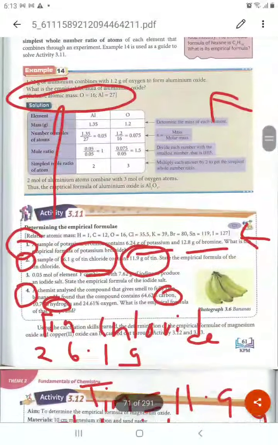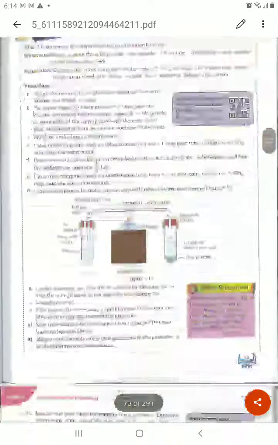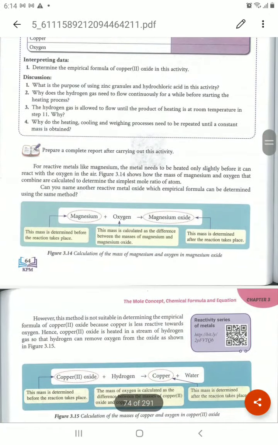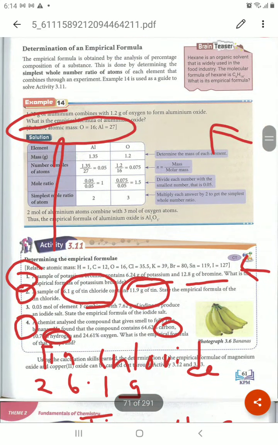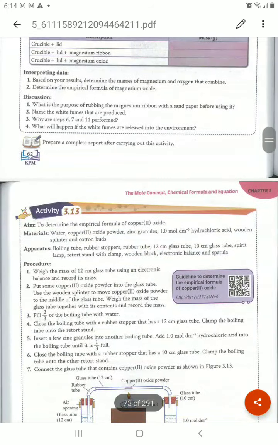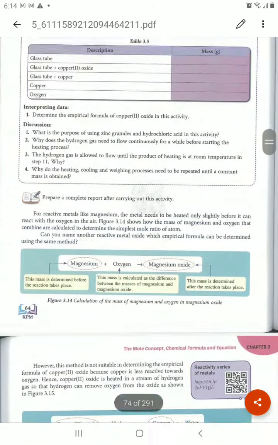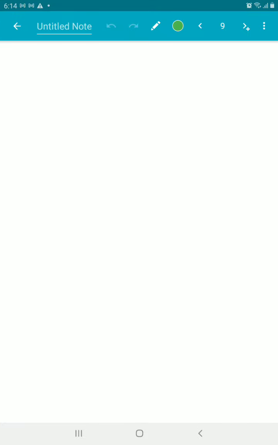Okay, mana soalan molecular formula? Tak ada pula molecular formula. Ini dah masuk equation dah ni. Okay, tak apa. Wait saya cari soalan dalam buku. Tunggu sekejap ya.